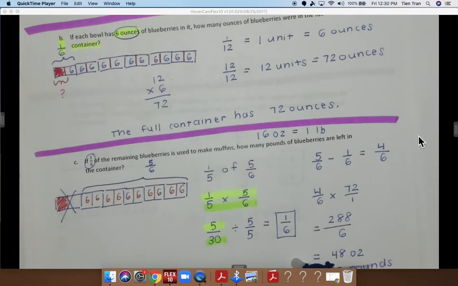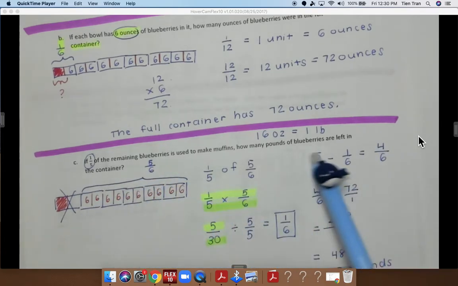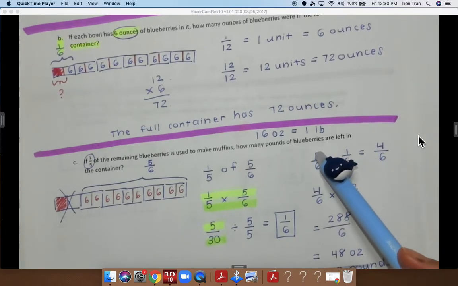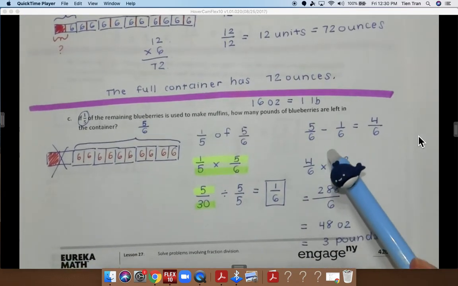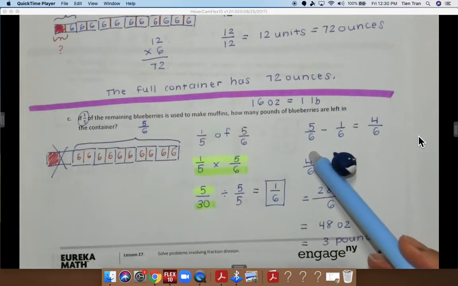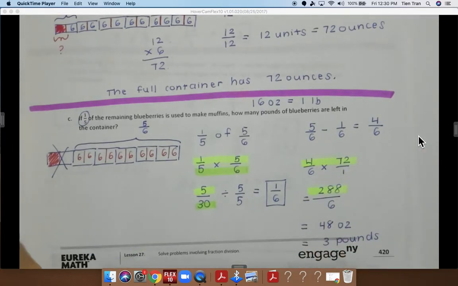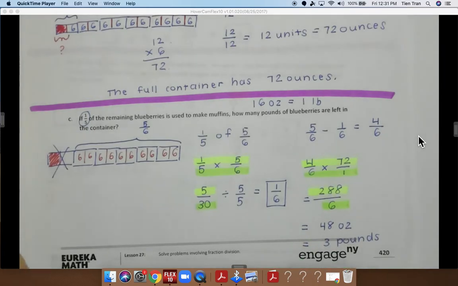So I have 1/6. With this number, I'm going to subtract it from 5/6 to find the remainder that is left. So 5/6 minus 1/6, 5 minus 1 is equal to 4, so I get 4/6. I'm going to multiply 4/6 times 72 from the previous problem. 4 times 72 is equal to 288. 6 times 1 is equal to 6. So 288 divided by 6 is equal to 48 ounces.